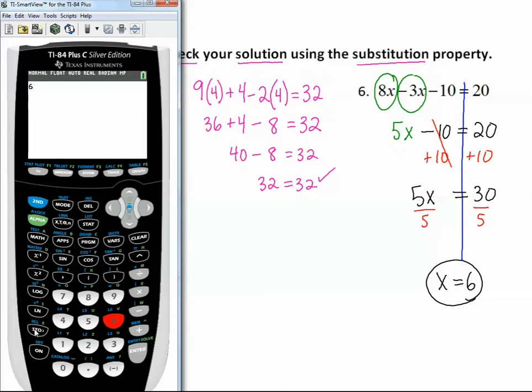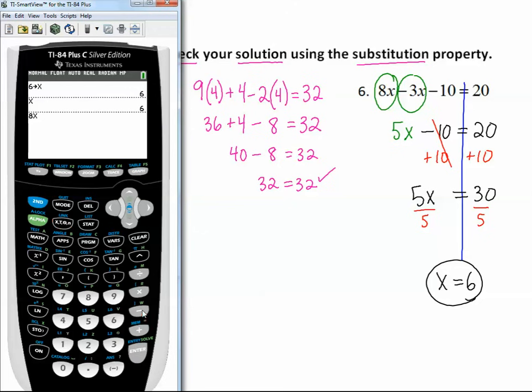Then we find the store button, gives a little arrow, and then we find the variable we need. If it's just x, we can use this variable button, enter. Now, anytime we press X, it thinks we mean 6. Now we can write this expression and see if it equals 20.